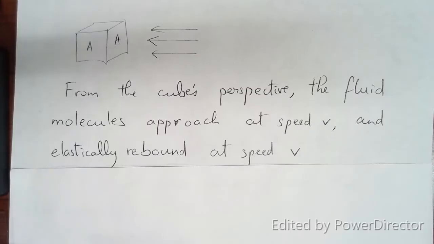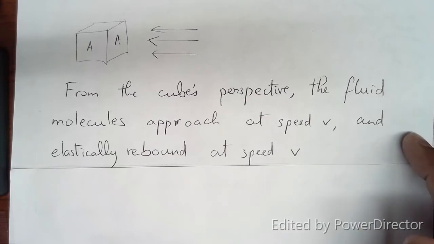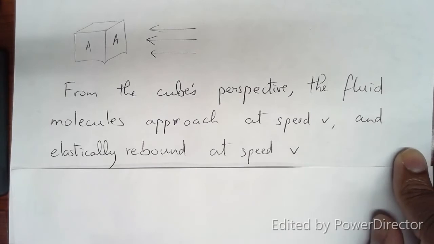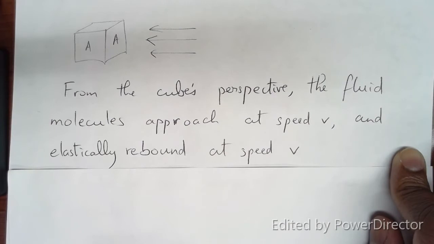What happens? Well, the fluid molecules will approach at speed v and then rebound. We will assume that they will rebound elastically and that since the cube is much more massive than the fluid molecules, the speed at which they rebound is essentially speed v. Now, of course, this is an approximation. In reality, it won't be perfectly elastic and the rebound speed will not be v because the cube is not infinitely heavier than the molecule.